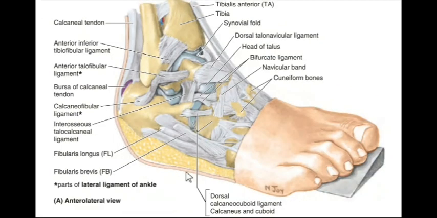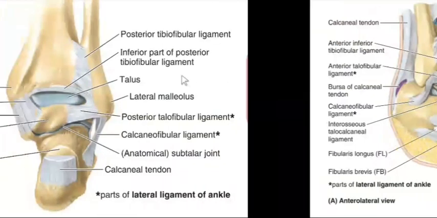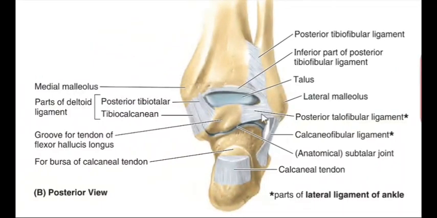This diagram shows the lateral view of the foot and ankle joint. In this diagram, you are going to appreciate the lateral ligaments. It also has 3 parts. Number 1, anterior talofibular ligament, number 2, calcaneofibular ligament, and the last one, posterior talofibular ligament.